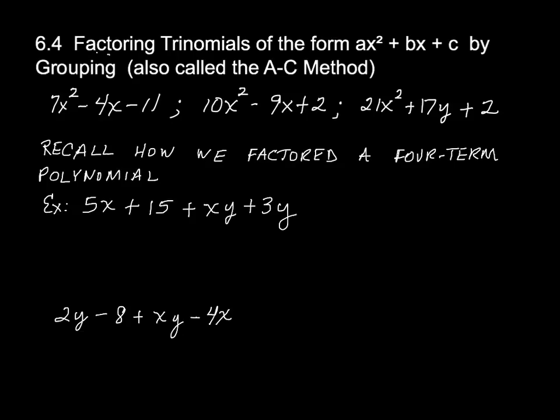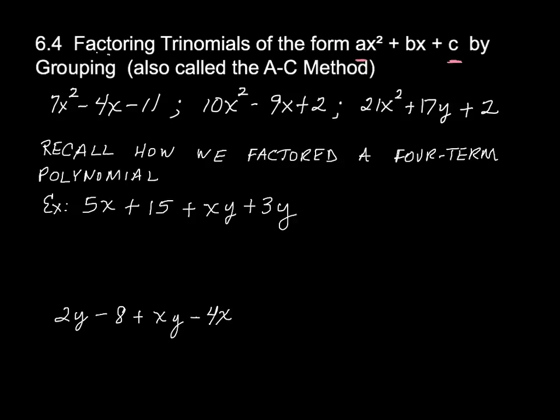So factoring by grouping is also called the AC method. If you're looking something up on YouTube or somewhere else, you might want to look it up under the AC method. What the A and the C represent are the coefficients of the x squared term and the constant. Notice in the formula, there's an ax squared plus bx plus c. The A and the C come into play when we factor using these methods.